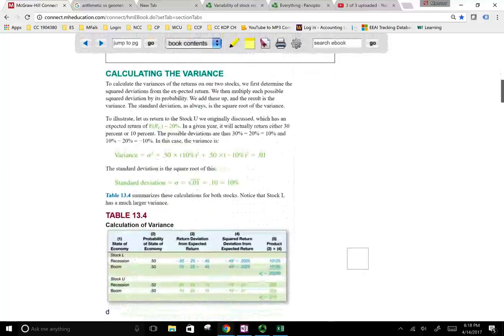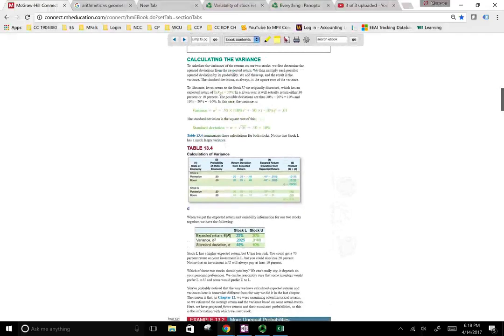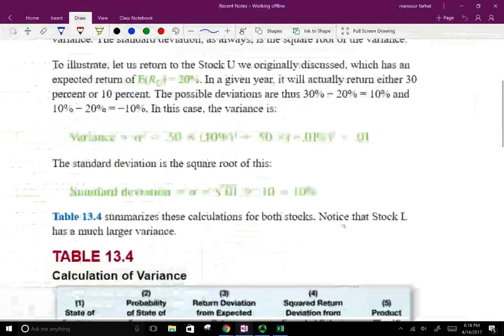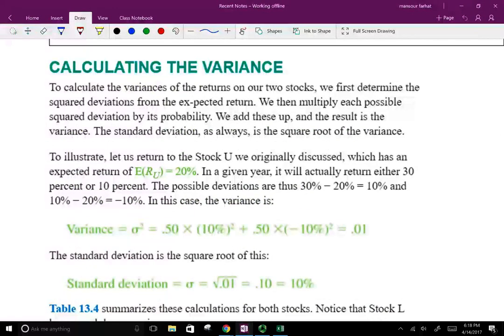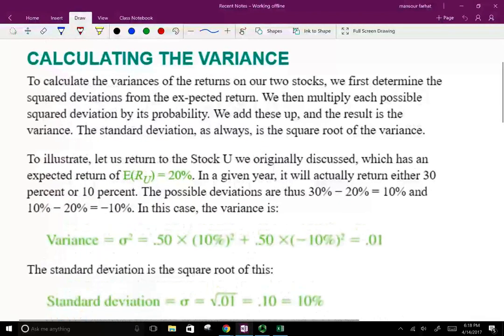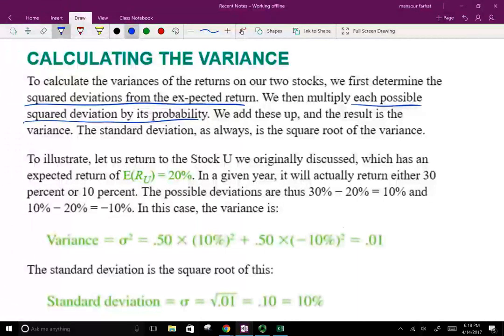Now what we can do next is compute the variances. We looked at the variances and the standard deviation in the prior session, so I'm just going to go briefly over this. If you don't know how to compute the variances, by all means go back and view the prior chapter. To calculate the variances of the return on our two stocks, first we must determine the squared deviation from the expected return. Then we multiply each possible squared deviation by its probability. We add these up, and the result is the variance. The standard deviation, as always, is the square root of the variance. So pretty much you just have to follow those steps, but we'll work an illustration.